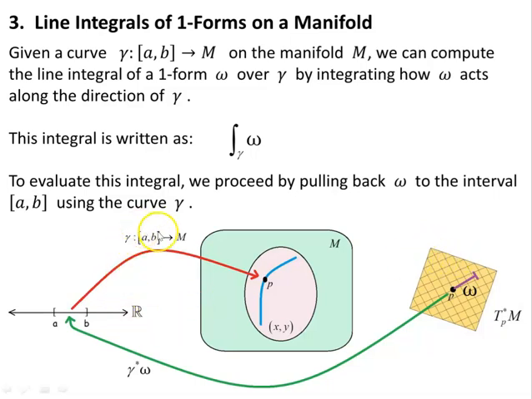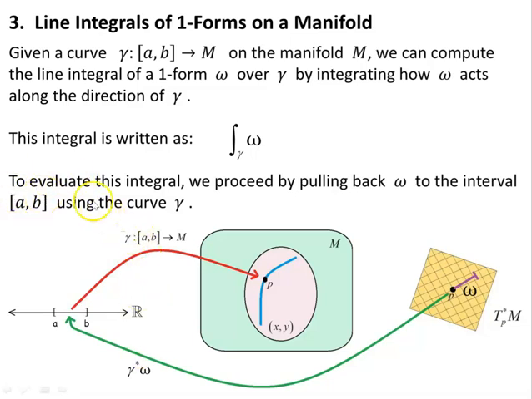Okay, so again, gamma is the curve that maps this closed interval AB from the reals to our manifold M. Here's a point P on that curve, which will become more relevant as we go into the next videos. Now, down here, going from the cotangent space back to the reals, is the pullback of the differential form omega along the curve gamma. That's what we're doing.